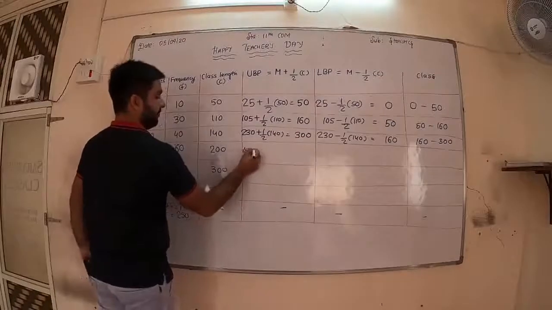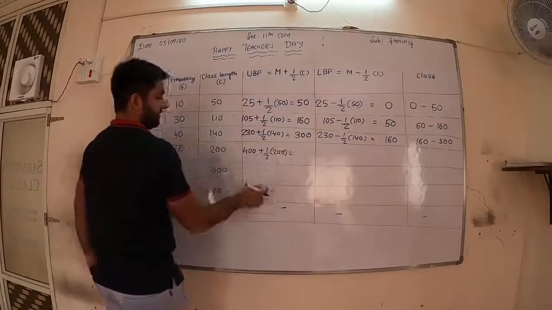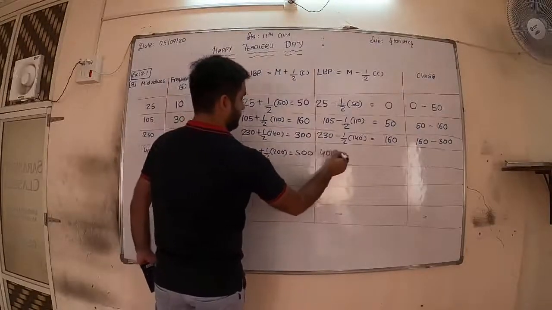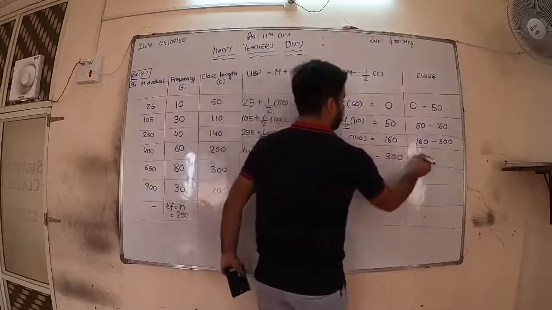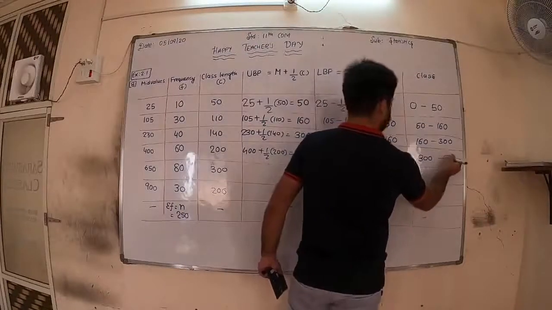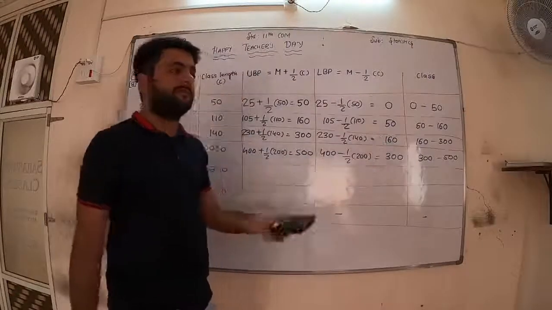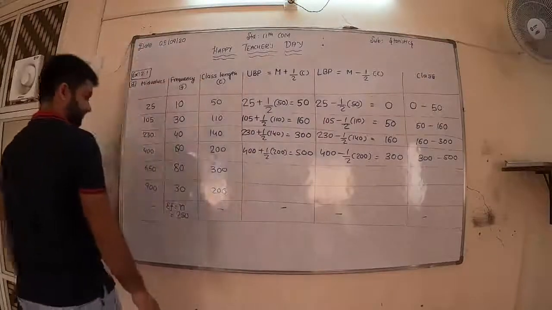Now 400 plus 1 by 2 into 200. 100 plus 400 is 500. 400 minus 1 by 2 into 200 will be 300. So the class will be 300 to 500. Be careful that you are not writing the lower boundary point as upper and upper as lower. Why have I done this? Because first we need to add everything.